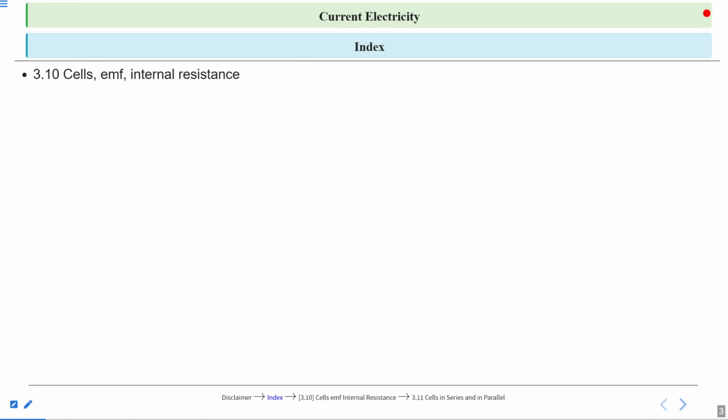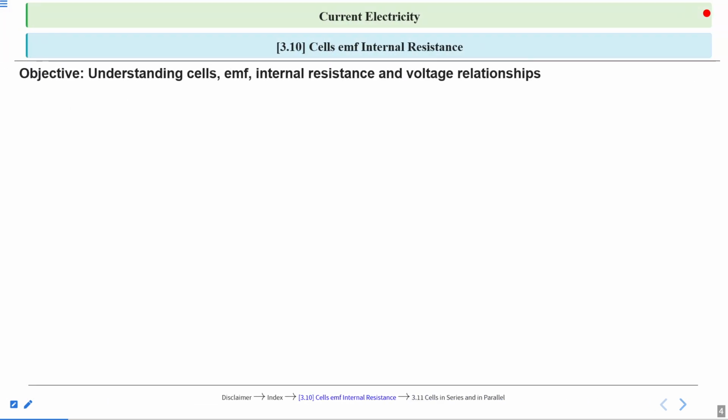Index. So the topics that we are going to cover today are NCERT section 3.10, cells, EMF, internal resistance, and NCERT section 3.11, cells in series and in parallel. The objective is to understand cells, EMF, internal resistance and voltage relationships.